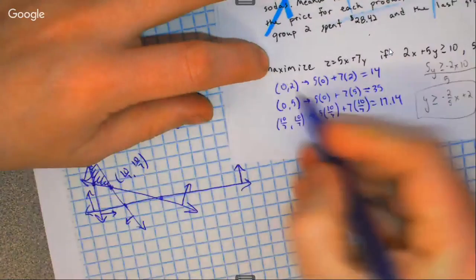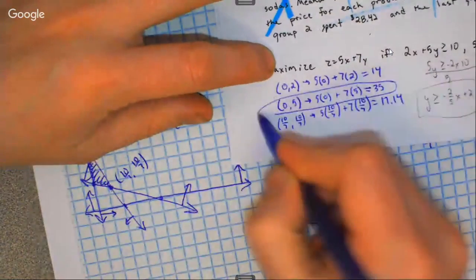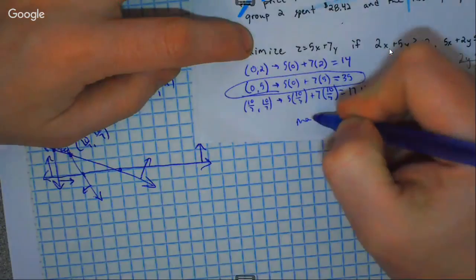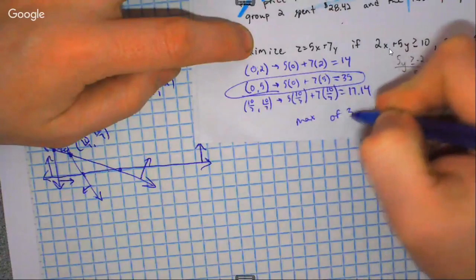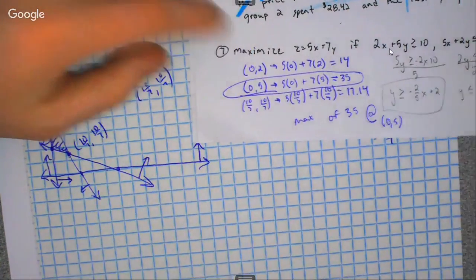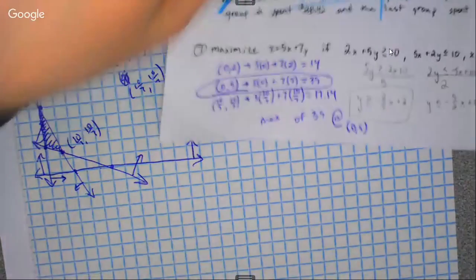Okay, so then your max would be right here. So you'd have a max of 35 at 0, 5. Okay, so that's number 7.